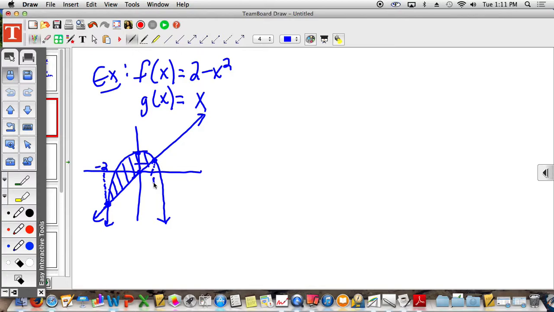When we came up with that -2 and that 1, what we were calculating was where these two graphs intersect each other, correct? So we were trying to figure out where does 2 minus x squared equal x. Where do they equal each other? So I'm just going to quickly show you the algebra behind what happened there.